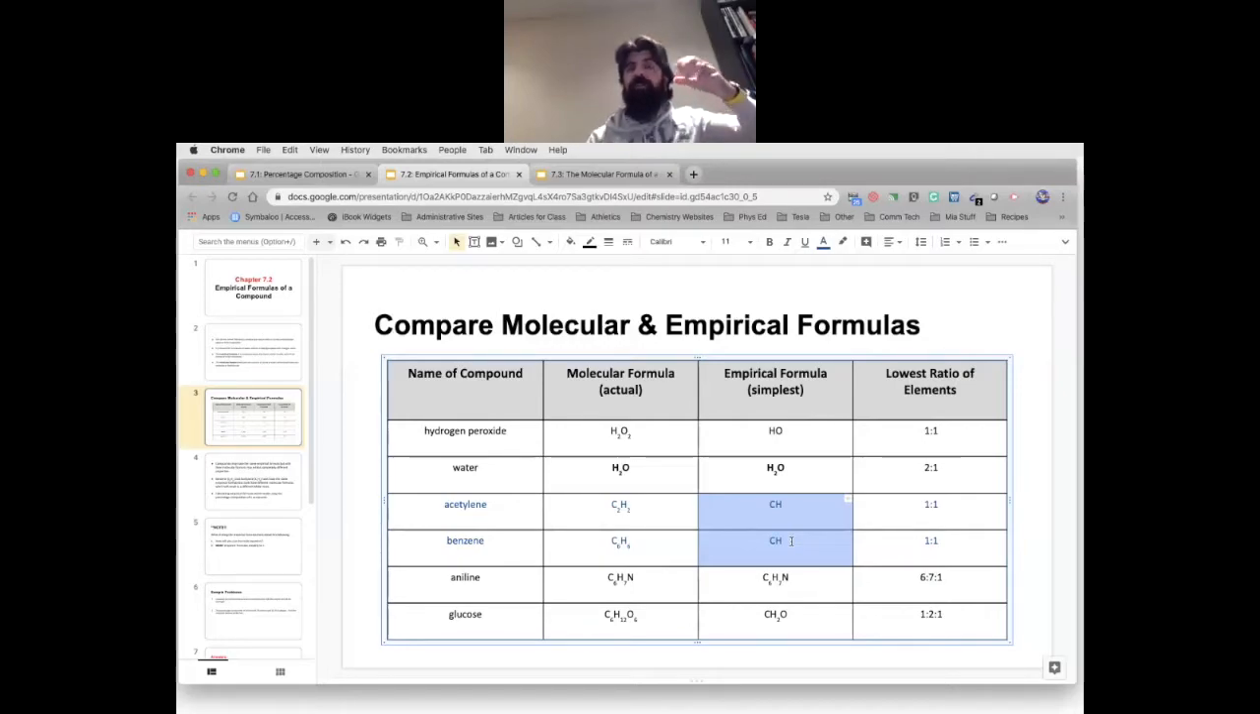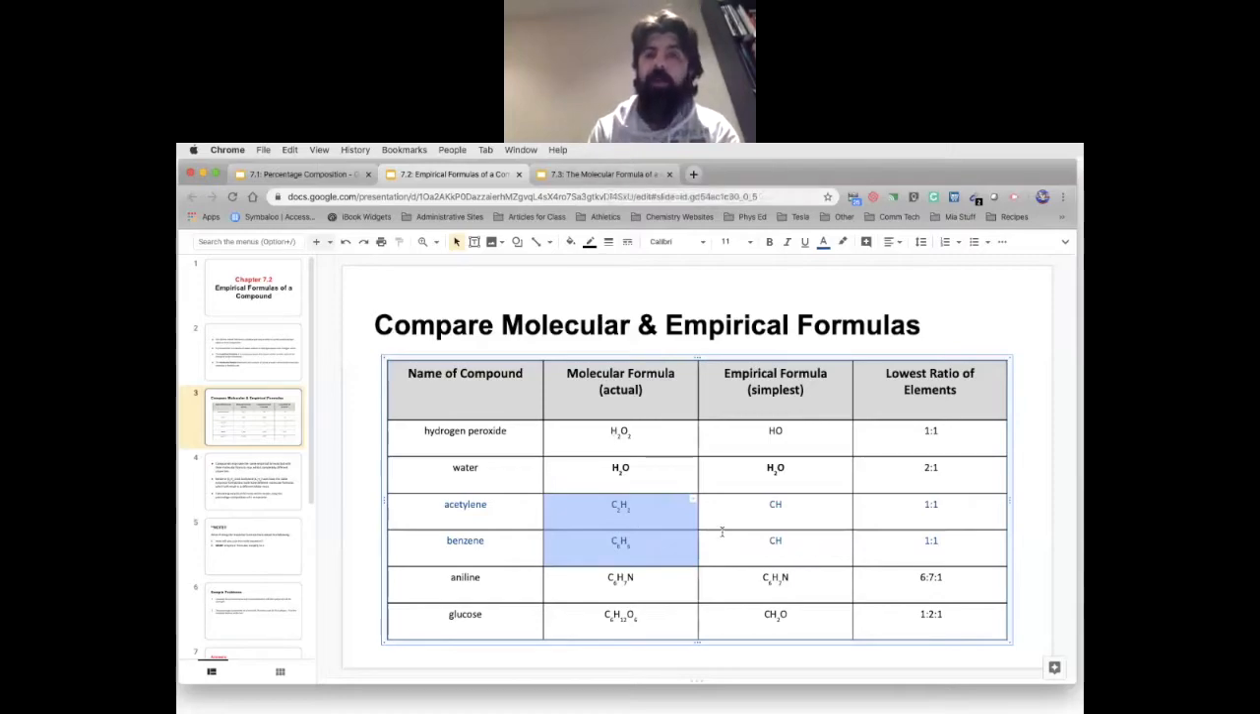So you've now established that anything else that doesn't have an empirical formula of CH is not that unknown substance. And that unknown substance will share the same empirical formula. But it will not help us determine what exactly that unknown substance would be. To find that out is what we will be doing in 7.3.